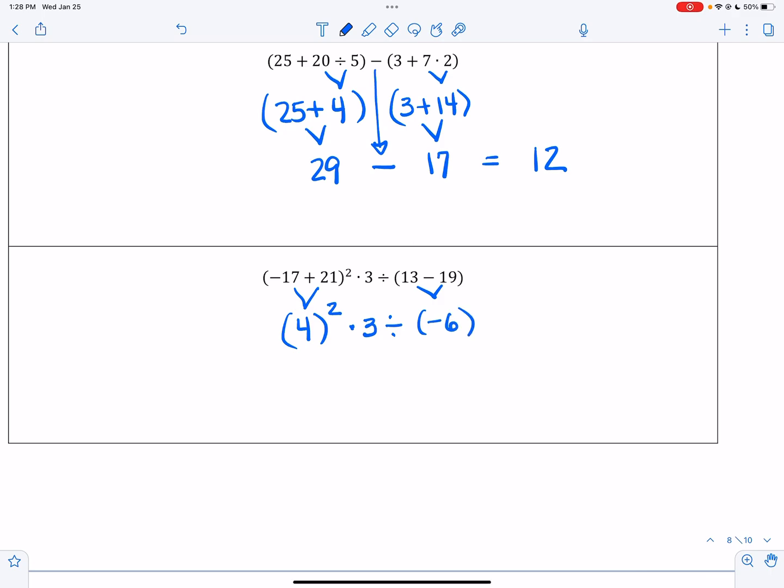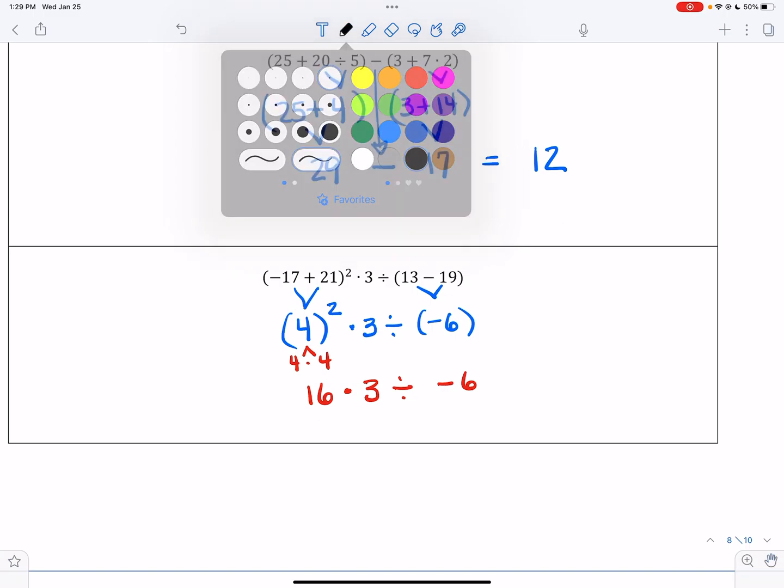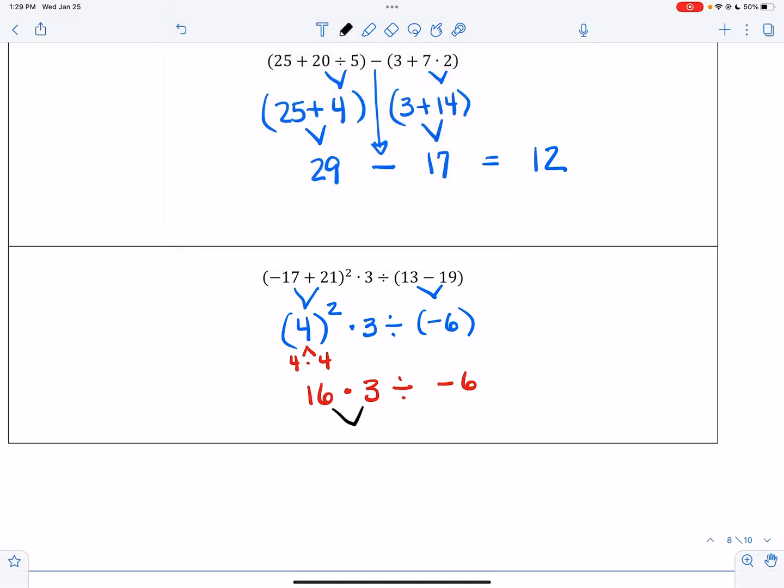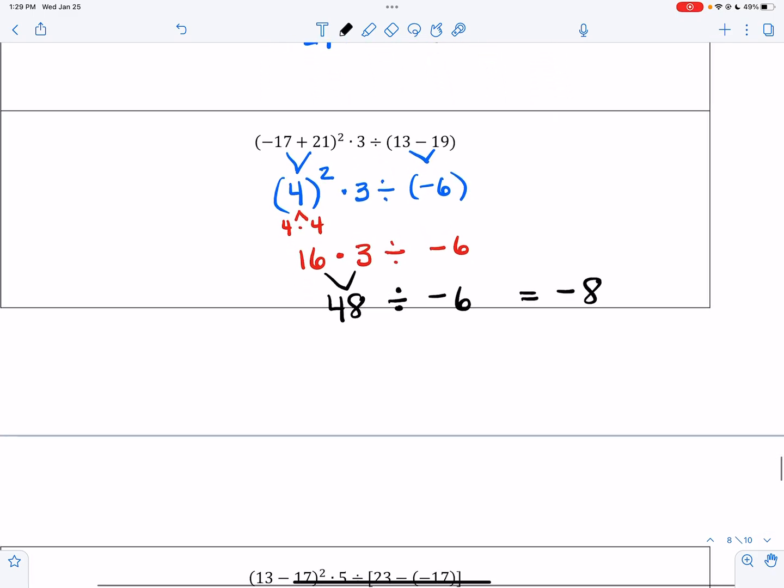Now, the only reason I use the parentheses is just to separate the negative sign. You can use it or you don't have to. Then I am going to square 4 times 4, and that gives me 16 times 3 divided by negative 6. Now this one, as I read it as a sentence, the multiplication will come first. So I get 48 divided by negative 6, which yields my negative 8 answer.